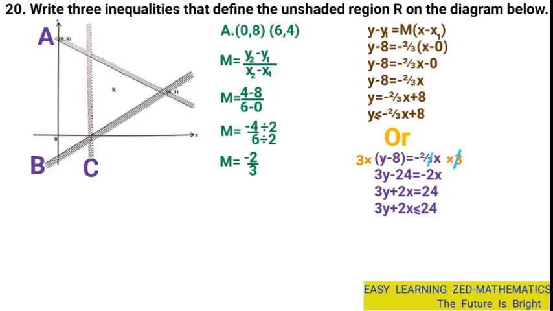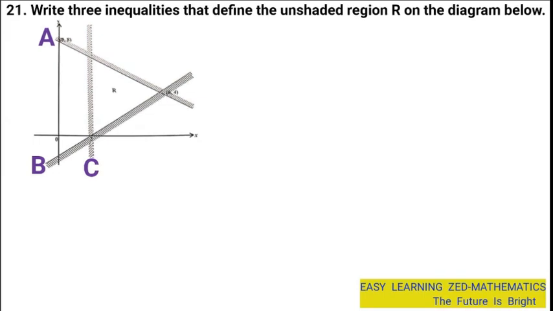Since we have done with line A, we go to line B. We are still on question 21, and let's look at line B. Remember, we were asked to write 3 inequalities. It's not really question B, but line B. I've just named this line. So for line B, first let's pick the coordinates.